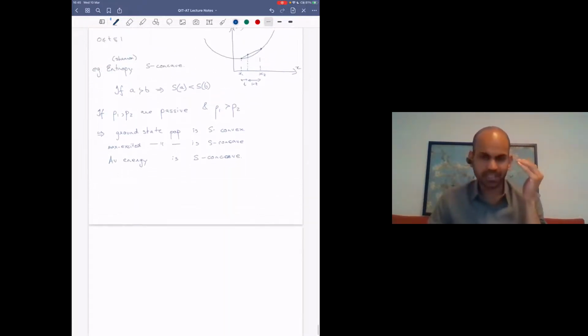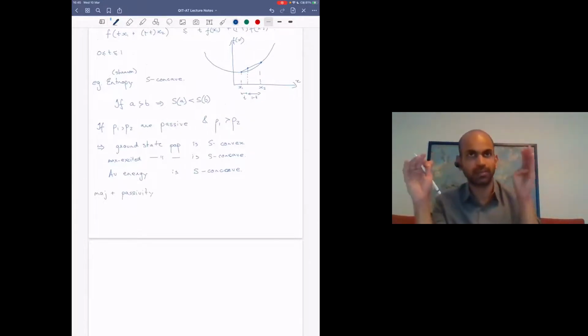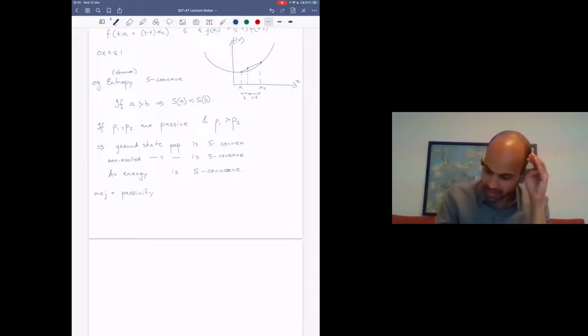And because of this, majorization can somehow be seen as, so majorization plus passivity together, or majorization restricted to looking only at passive states, is a sort of partial thermodynamic order.